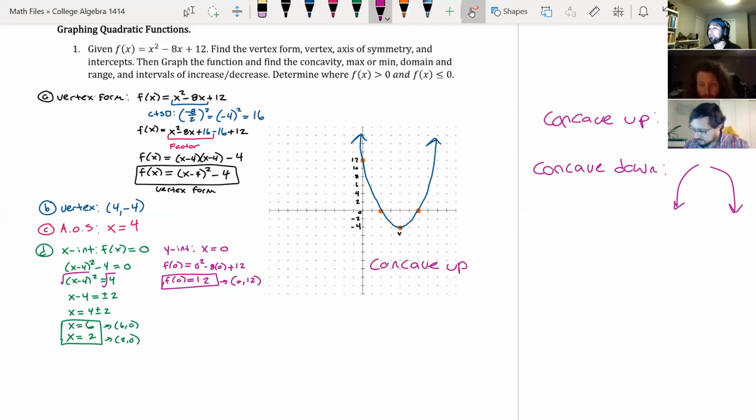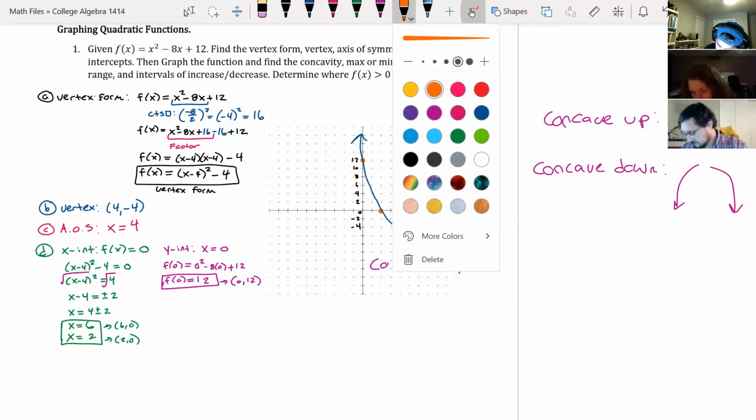So this is concave up. And next is max or minimum. Well, since this opens up, what do we have? Do we have a max or a min? Minimum. So we'll just say there's a minimum.